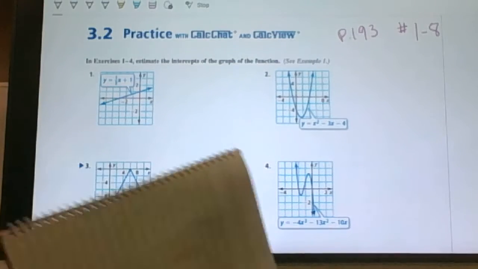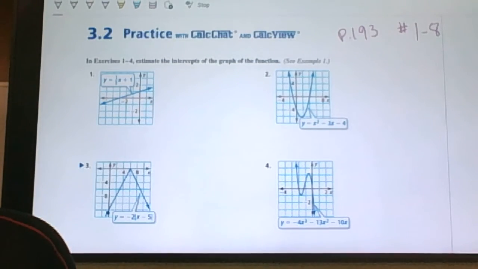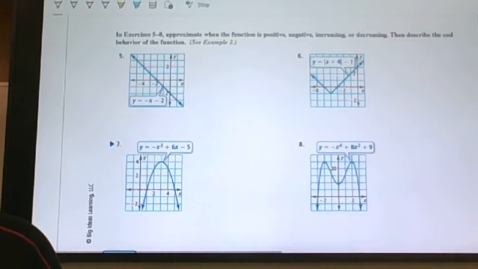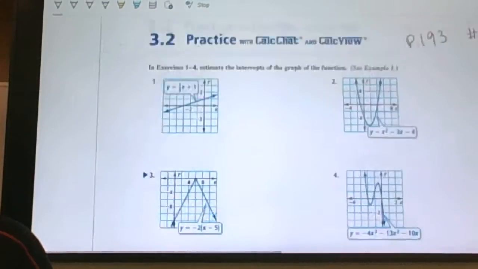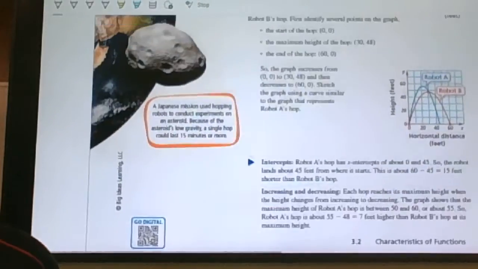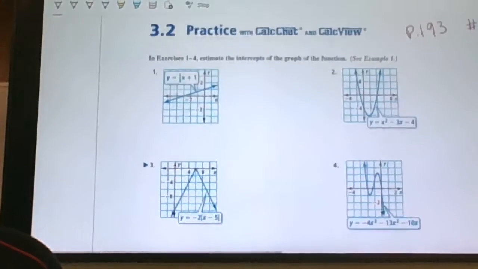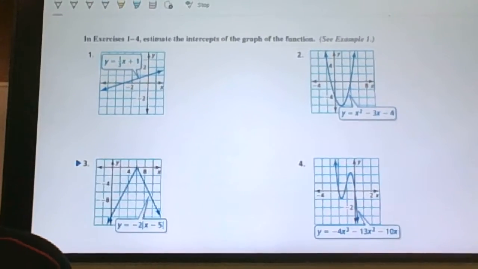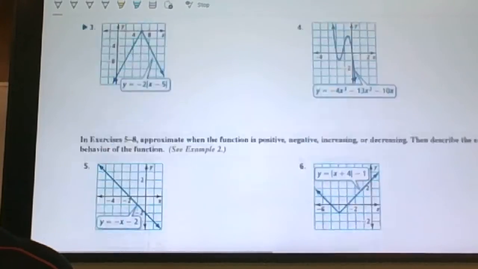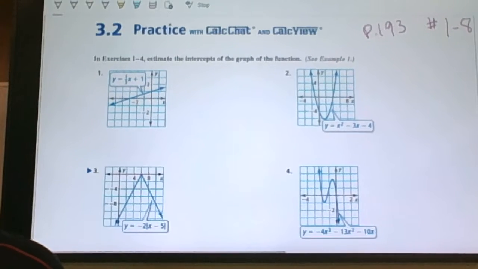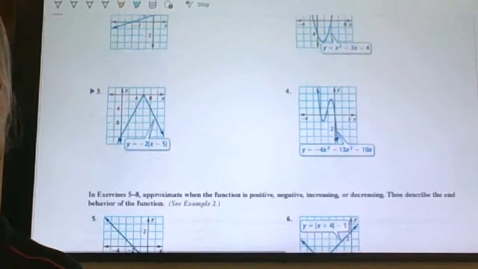Gavin, what's your question? Oh, you can, if you can, yeah. For positive and negative and increasing, decreasing, yes. That's not intercepts, but that's the bottom half. 1 through 4 is a different set of directions than 5 through 8.